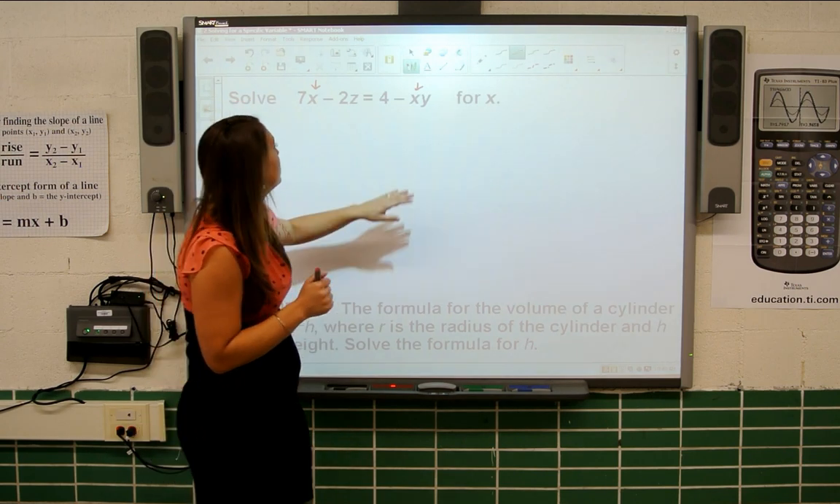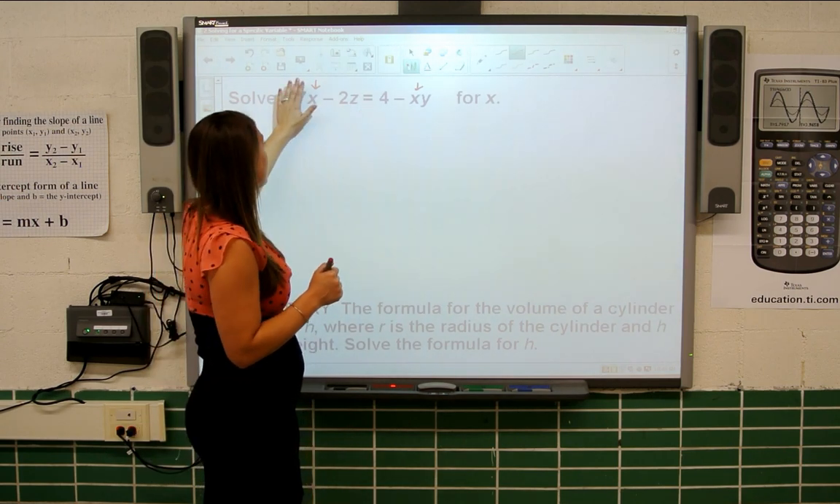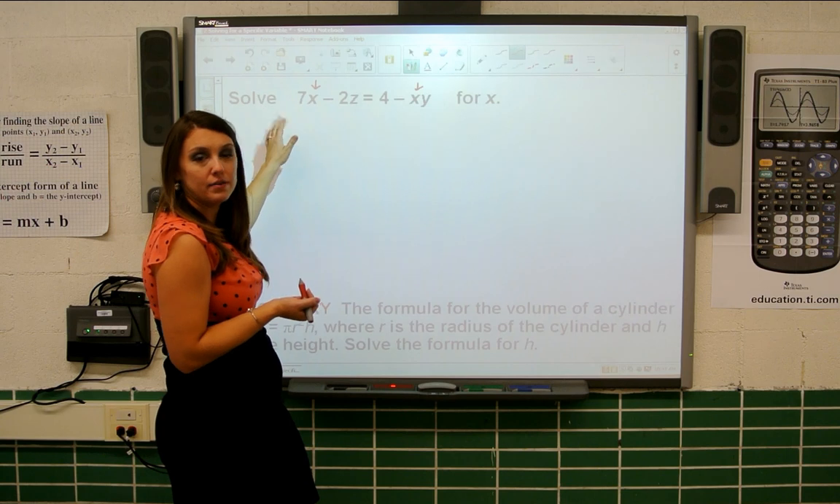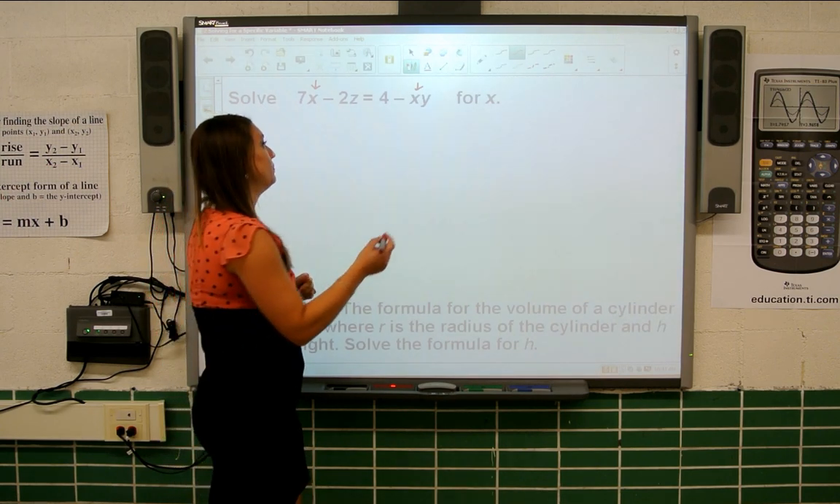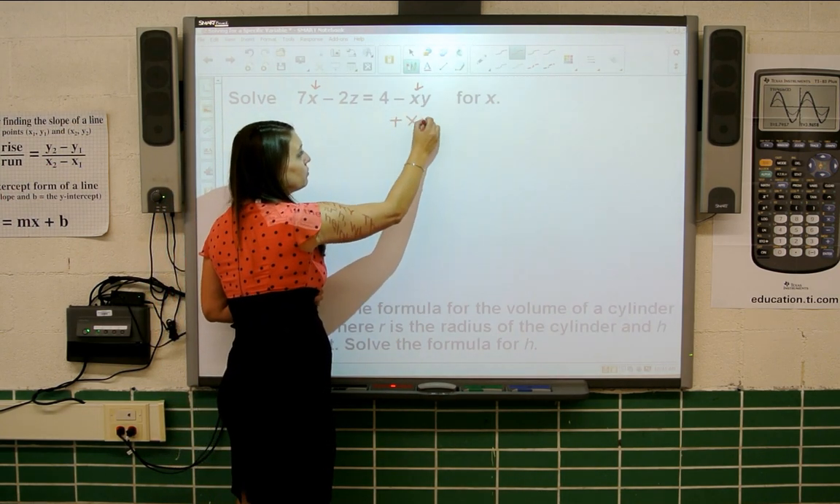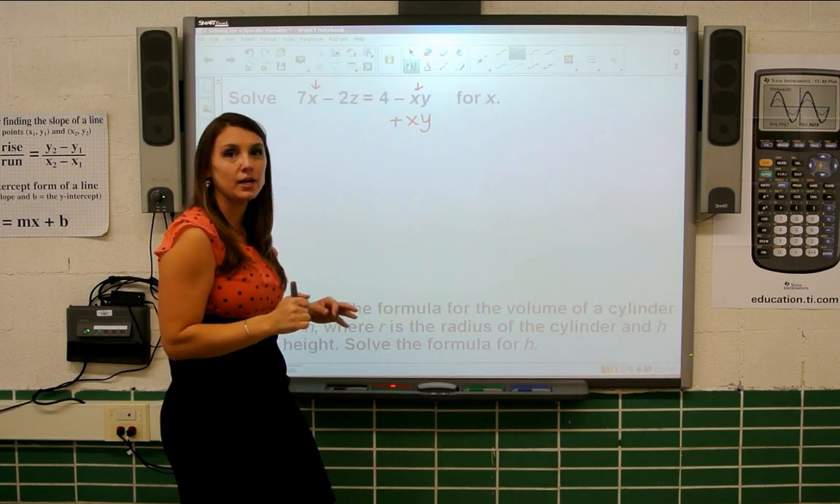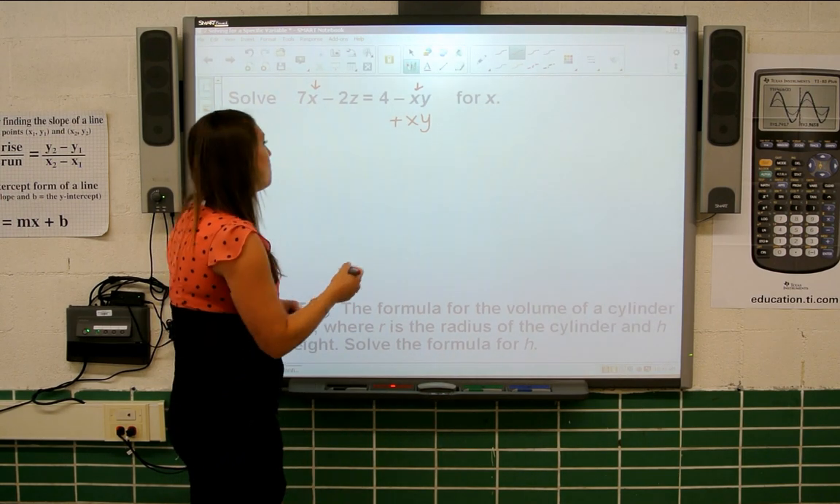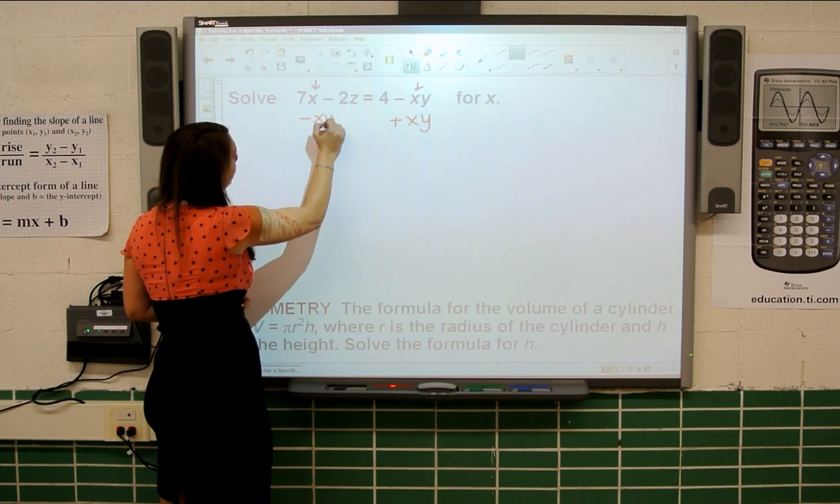Okay? So I'm going to go ahead and move this x. I want my x's on the left side, so I'm going to move that x over there. I'm going to have to move the y with it. That y is attached to it. I can't just add the x without moving the y. So I add the xy.